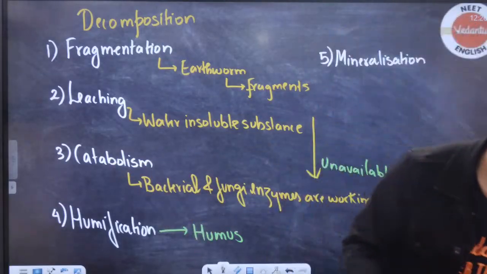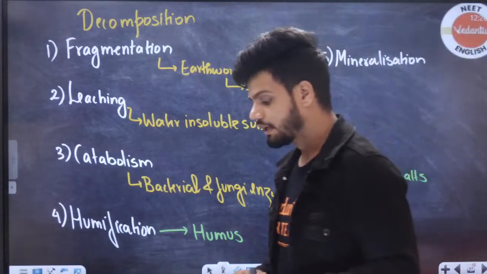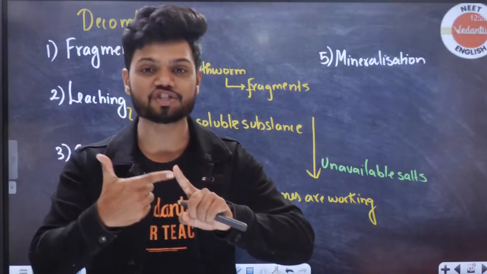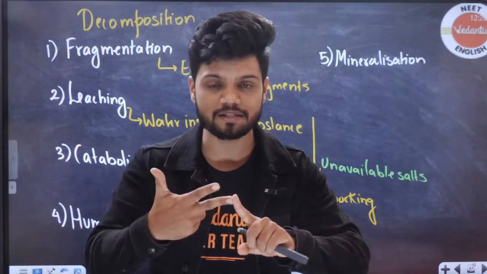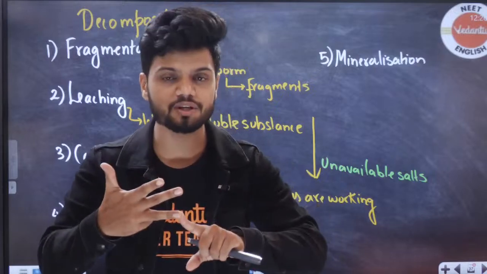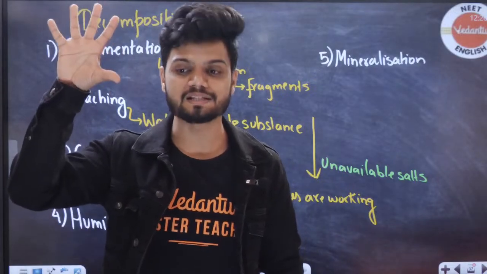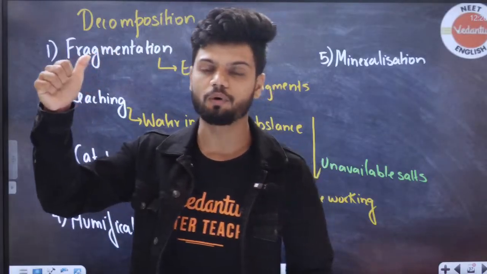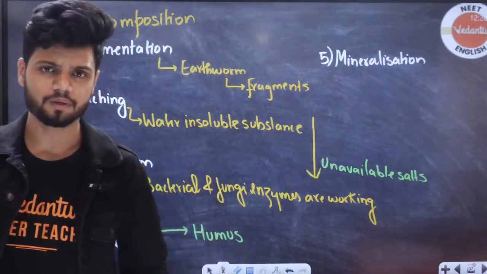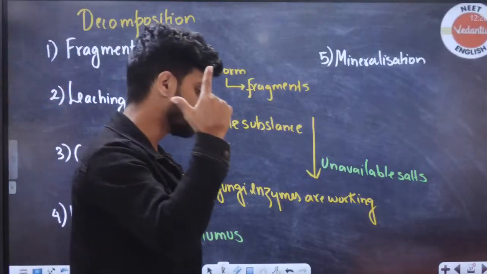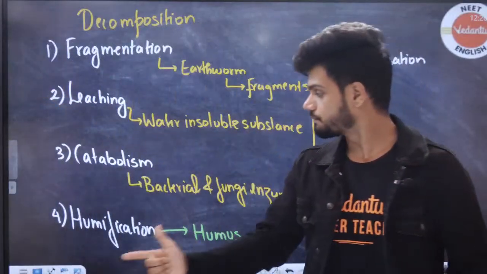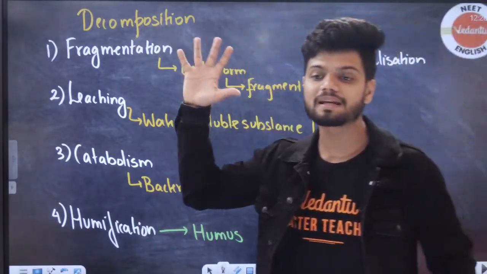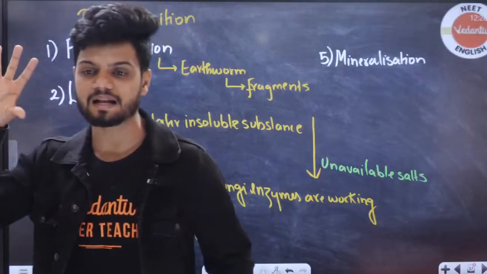I want everyone to repeat after me now. The first step is called what? Fragmentation. Then we have leaching. Then we have catabolism. Then we have humification. And finally, the fifth one is mineralization. Type it in the chat also. Five main steps are happening here.